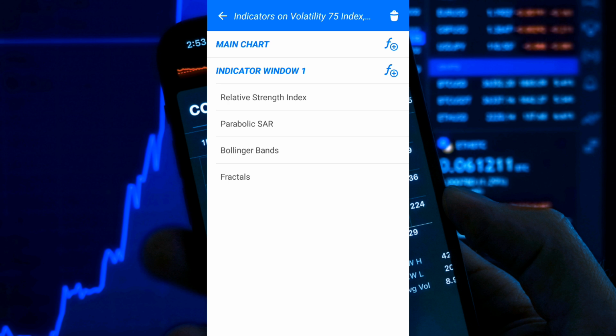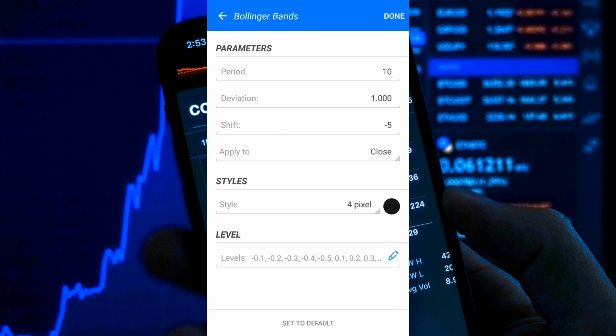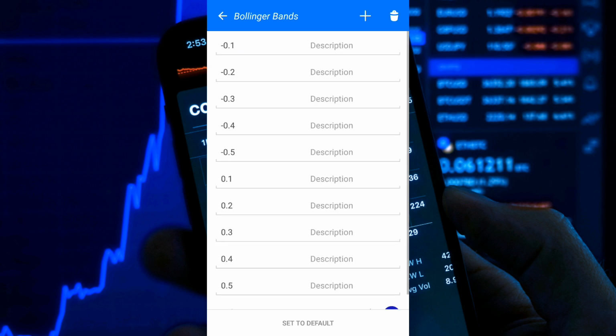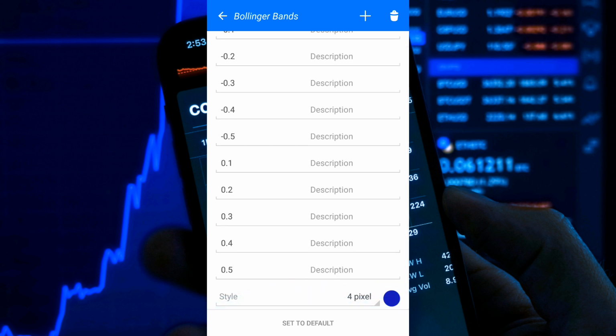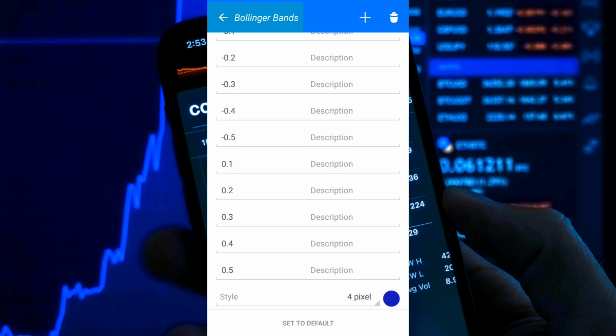The third indicator is the Bollinger Bands. The period is 10, deviation 1.000, shift -5, apply to close, style 4 pixel, and the color is black. For the case of levels, here you should be very careful since the levels are too many. It starts from negative 0.1 up to positive 0.5. The style is 4 pixel and the color is blue.